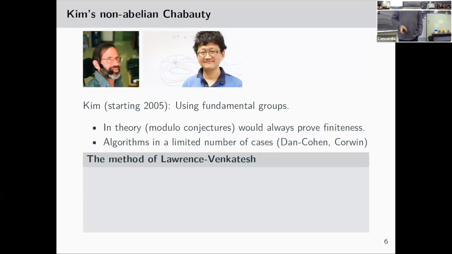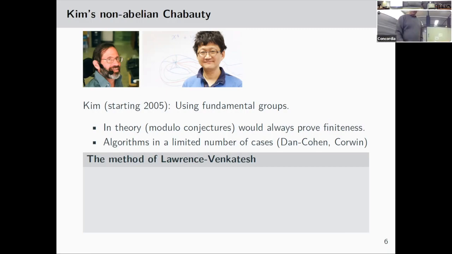And then I also put a picture of Kim and also a picture of Robert Coleman, who's kind of the starting point of a lot of this stuff. But Kim in 2005 started using fundamental groups to try to generalize the Chabauty thing. And then in theory, using certain conjectures, Kim can sort of prove that you always get finiteness. And then we're really lagging behind in terms of algorithms. There are only a finite number of cases where you really get some sort of algorithms.